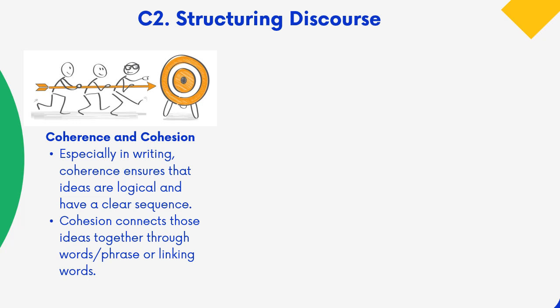Cohesion, on the other hand, involves connecting these ideas through words or phrases, like using pronouns, repetition, or synonyms to refer back to the ideas that you've already mentioned. You can also use linking words like however, therefore, or then to show how different ideas relate to each other. This makes your writing more connected and easier for the reader to understand.